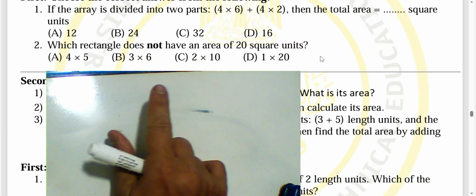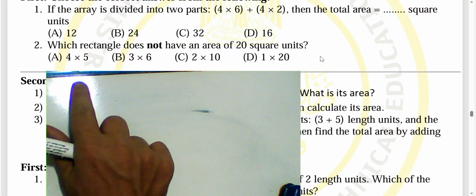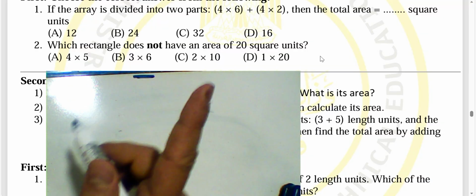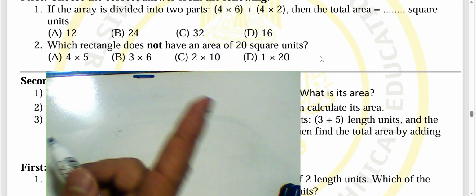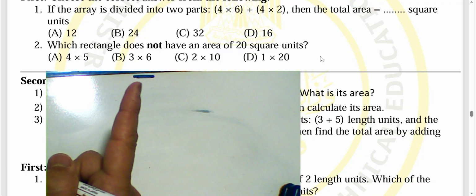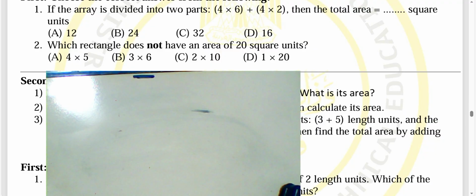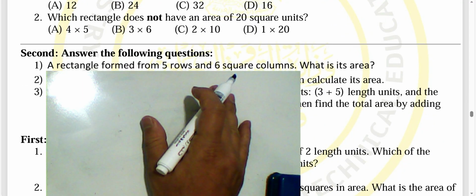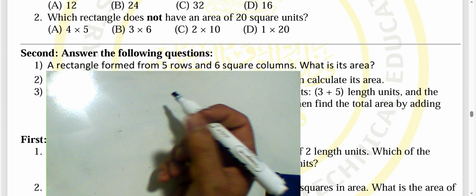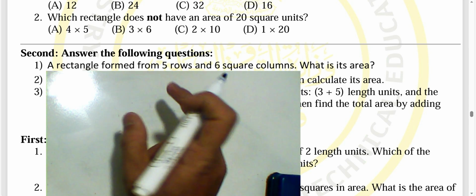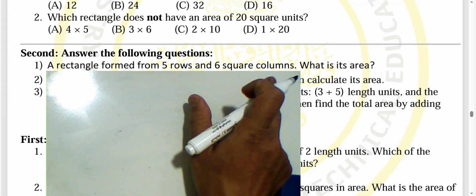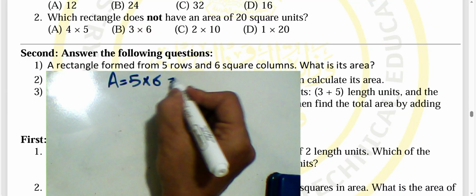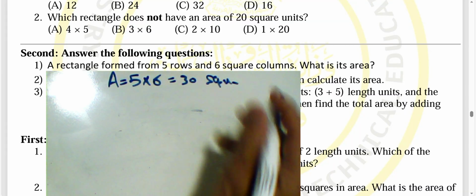Next question. Which rectangle doesn't have an area of 20? We know 4 times 5 is 20, but 3 times 6 is 18. Then we must choose 3 times 6 because the question asks which doesn't have the area. Okay, choose letter B. Next question. A rectangle has 5 rows and 6 square columns. What's the area? We know the area of a rectangle equals the number of rows times the number of columns. Then the area equals 5 times 6, which is 30 square units.